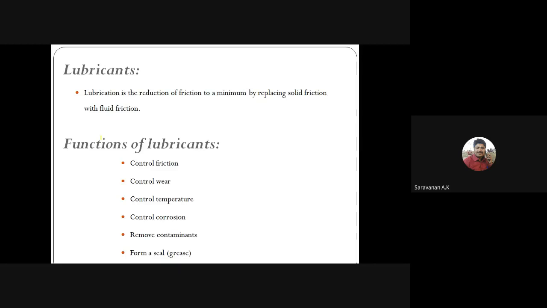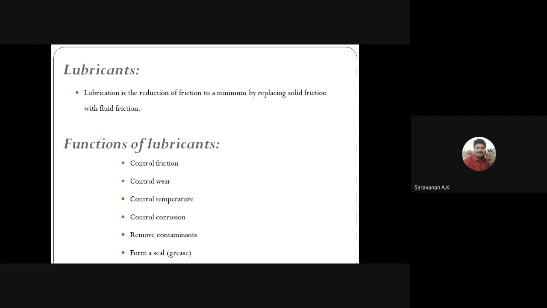And the lubricant will have some functions, right? So what are the functions of the lubricants? Control friction, control wear, control temperature, control corrosion, and remove contamination. So these are all the functions of the lubricants, right?